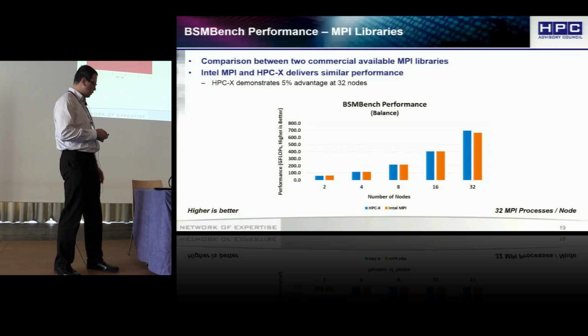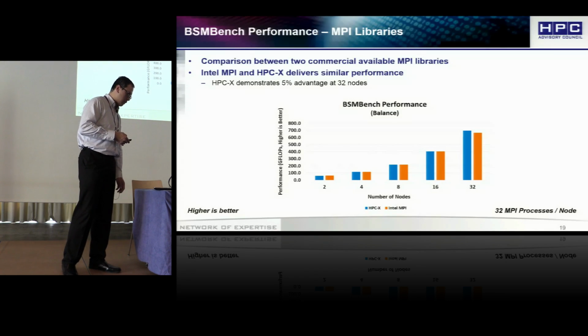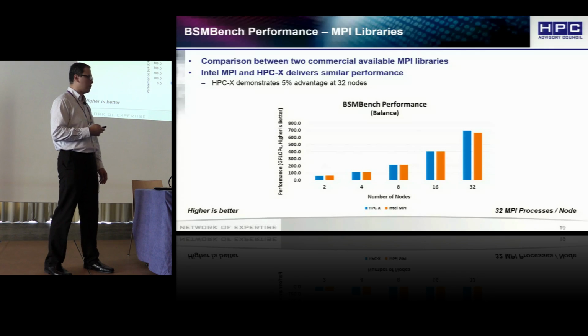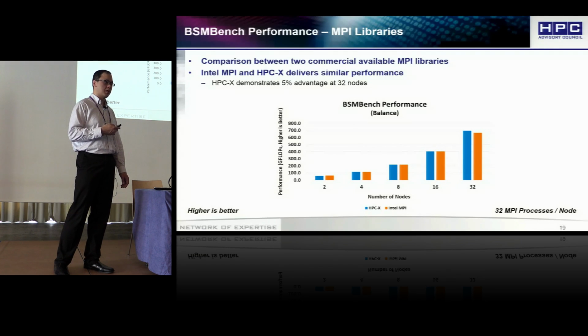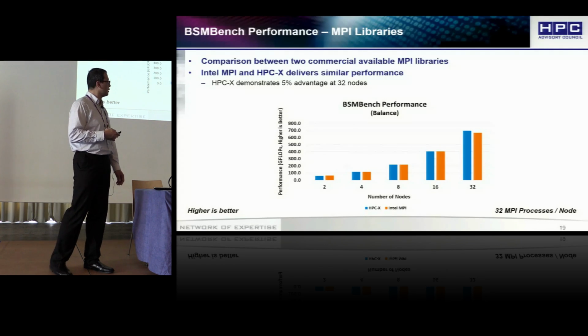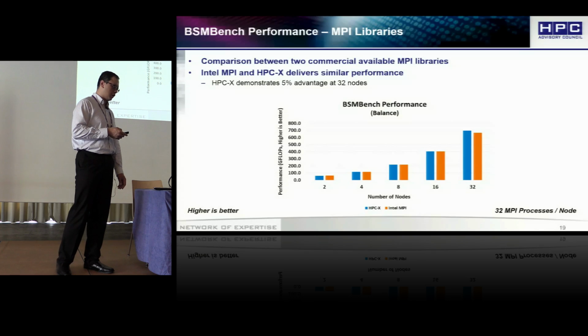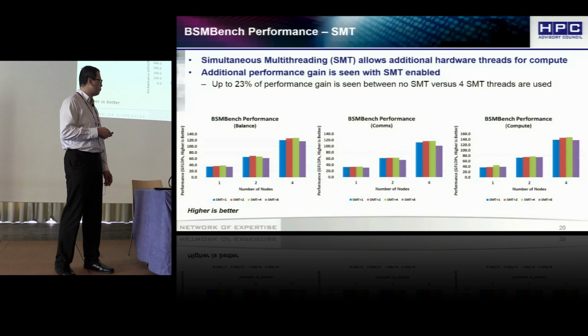Similar information here. I guess I don't have much time, but here we're showing you the performance comparisons with two different network interconnect MPI libraries. We do see not much of a change between the two, but the HPCAC MPI library shows a little bit better, very slight, performance.